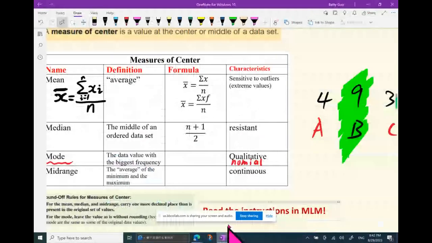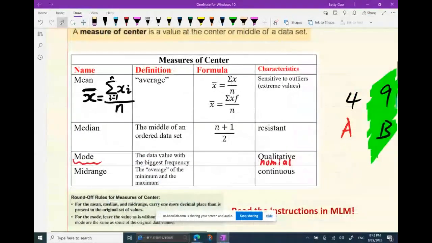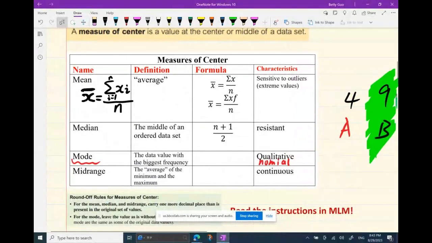That's the usefulness or application of this type of measure of center, mode, not numerical. Sorry, it could be numerical, but when the data are not numerical, they are nominal. Then we would only use mode. Cannot use median or mean, right? Okay. Any question about mode?